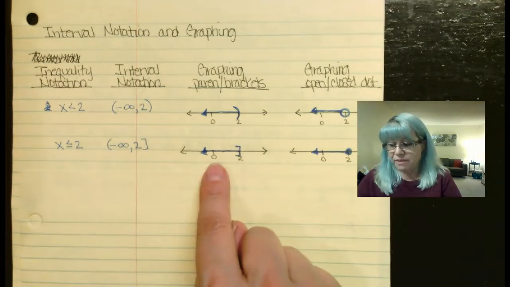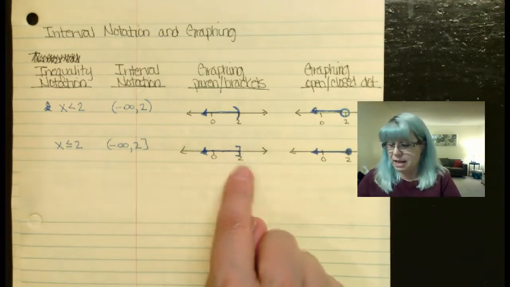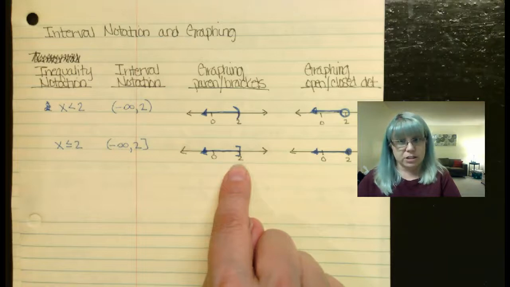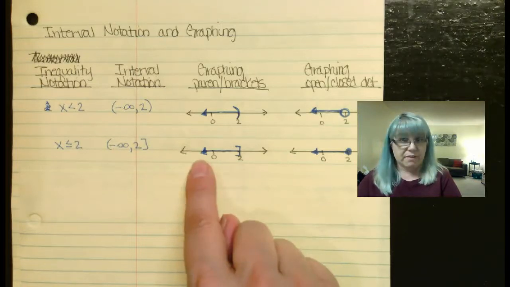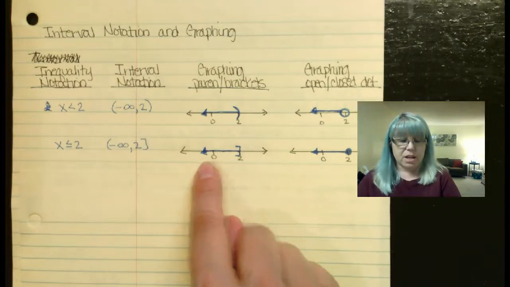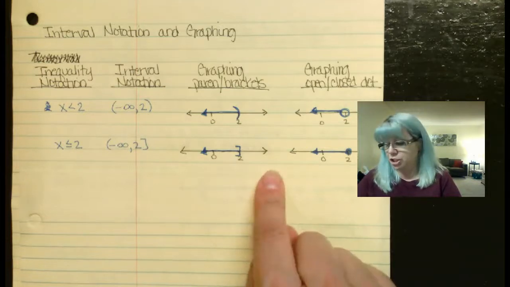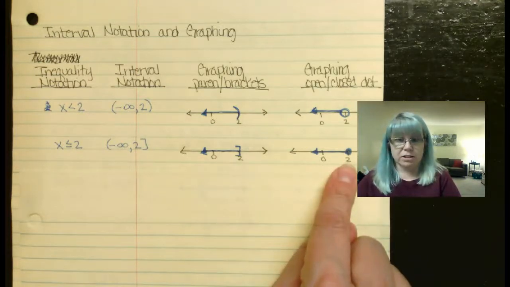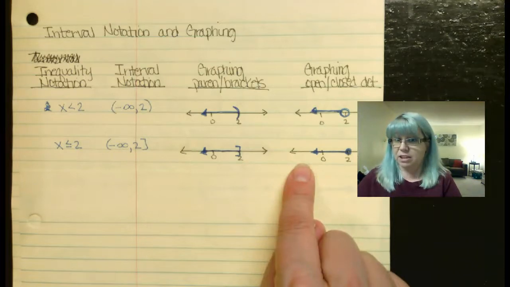When I'm graphing with parentheses and brackets, I'm going to have a bracket on 2 because I'm including 2, and then pointing everything to the left. If this was dot notation, then it would be a closed dot on 2 and then pointing everything to the left.